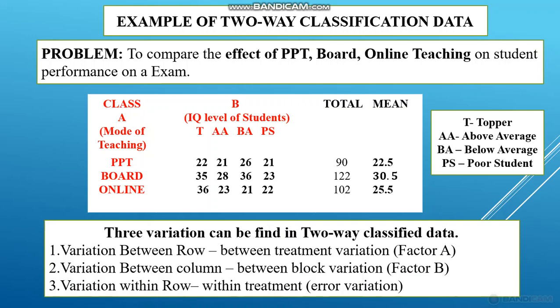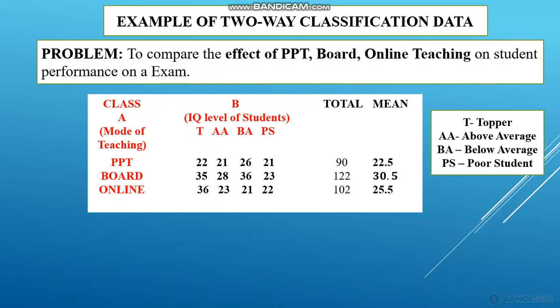We will see an example. In this problem we want to compare the effect of PPT, board and online teaching on students' performance in an exam. So here the data of marks can be classified into two factors. The first factor, class A, will be the mode of teaching.